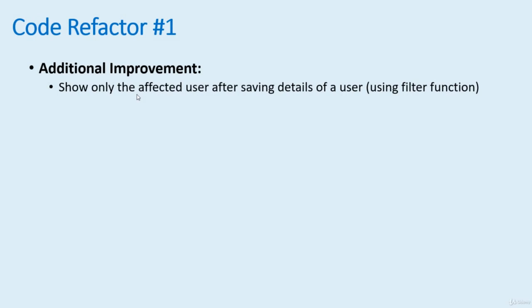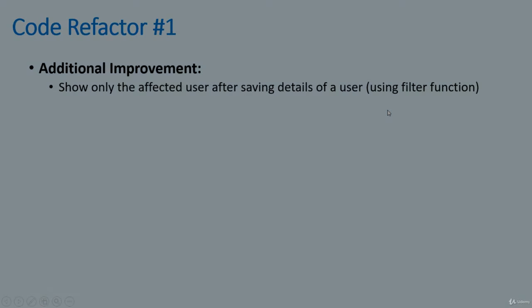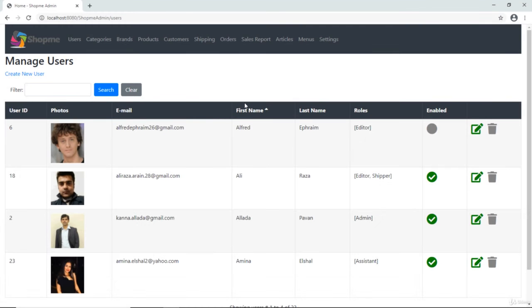Now we come to code an additional improvement for the user management module. That is to show only the affected user after saving details of a user using a filter function. Let me explain to you why we need to code that improvement.